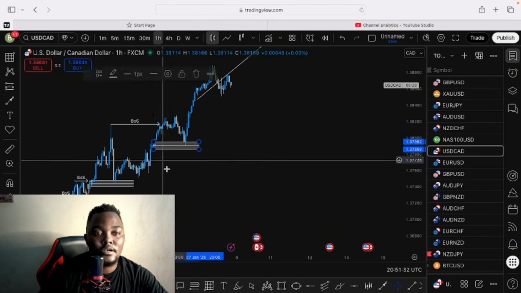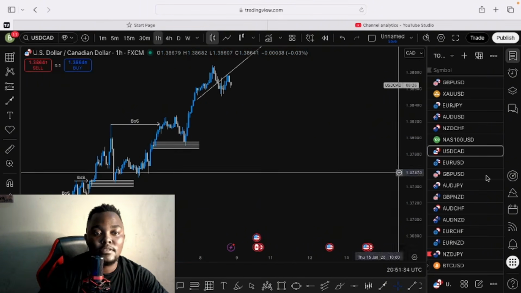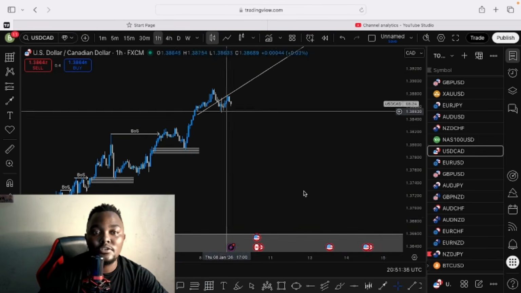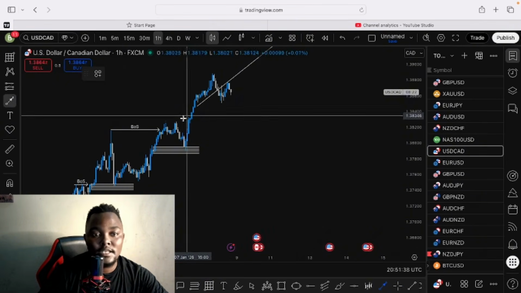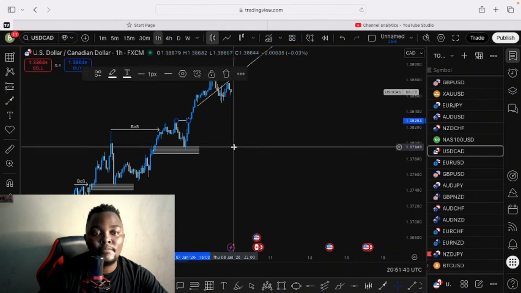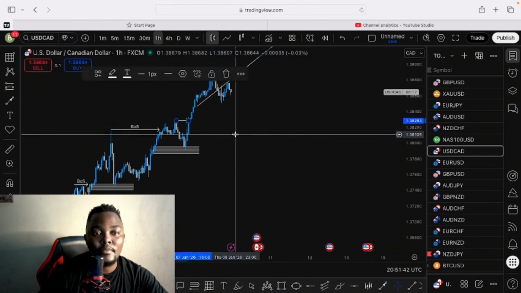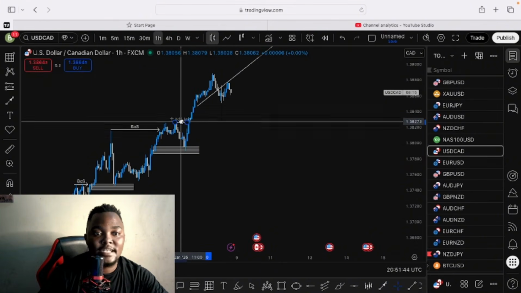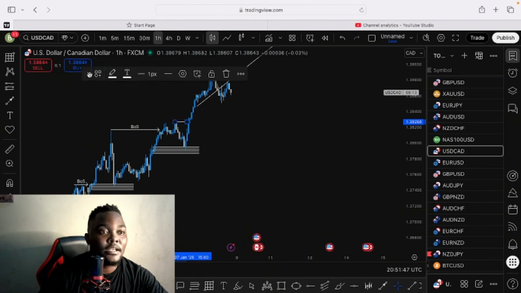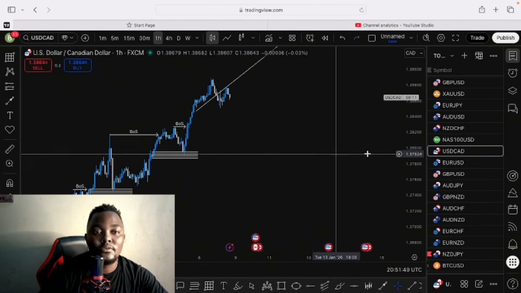So around here, just like that, we tapped into this demand zone. Then we continue to push up. In this case, this is the current break of structure around here, and maybe we can have a nice trade maybe next week. I think next week, just because it's already Friday tomorrow.